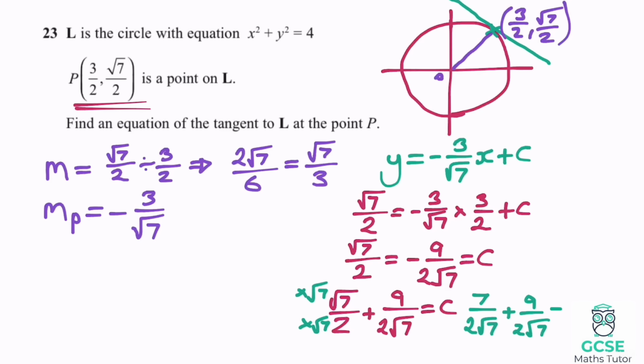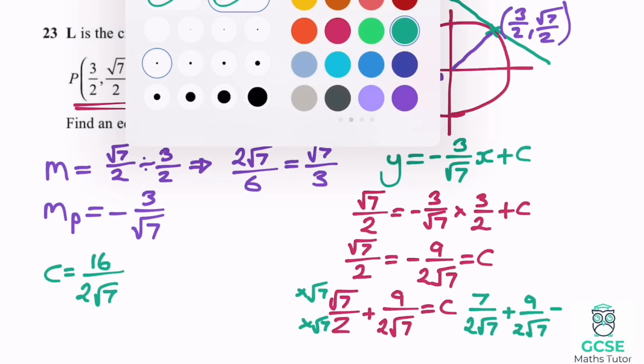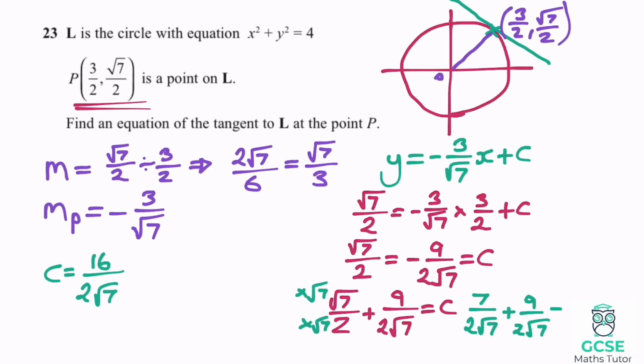There we go, and that equals, let's write it over here. So c equals 16 over 2 root 7. And now we have all our pieces, we just have to put them into y equals mx plus c, and that is our equation done. So we will have y equals negative 3 over root 7 x, make sure I actually write 7 this time, add c, which is 16 over 2 root 7.